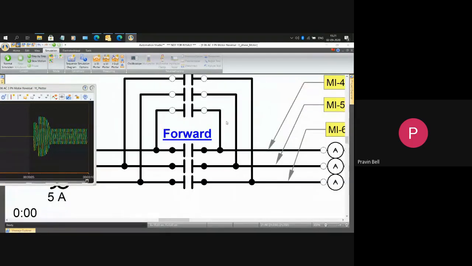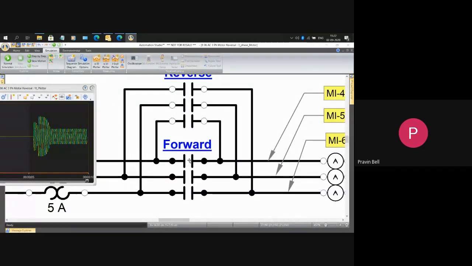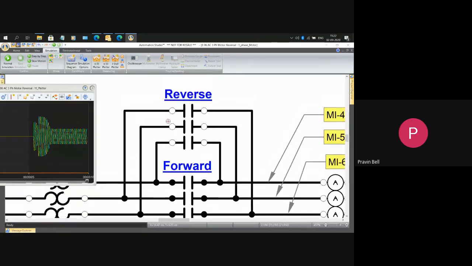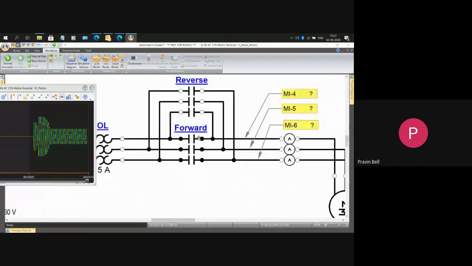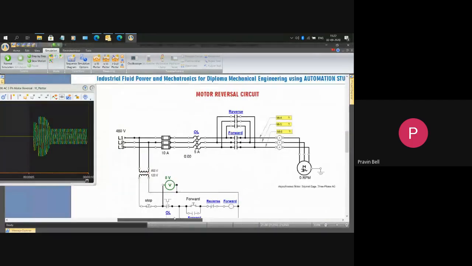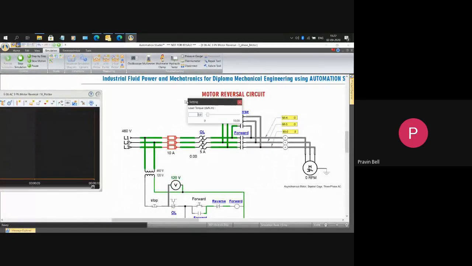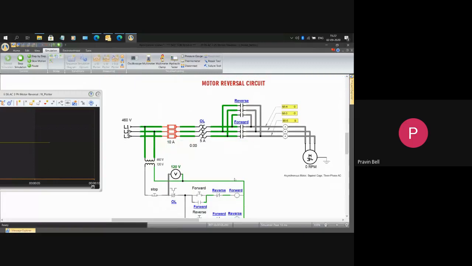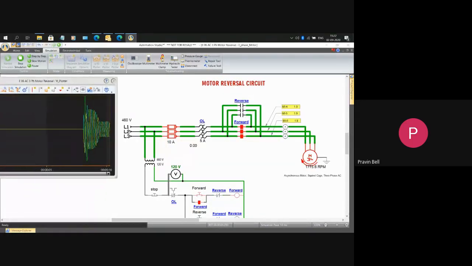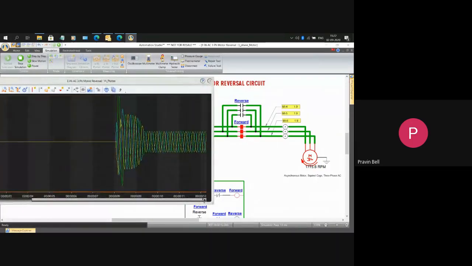There are two banks of contactors here. So if the contactors at the bottom close, the motor will run in one direction. If the contactors at the top close, it will go in reverse direction. So I'll simulate this particular circuit here. I start the simulation. The resistive torque on the motor I've kept at 0.1, very low resistance on the torque. Motor in forward direction. You can see the starting current and the current settle down.